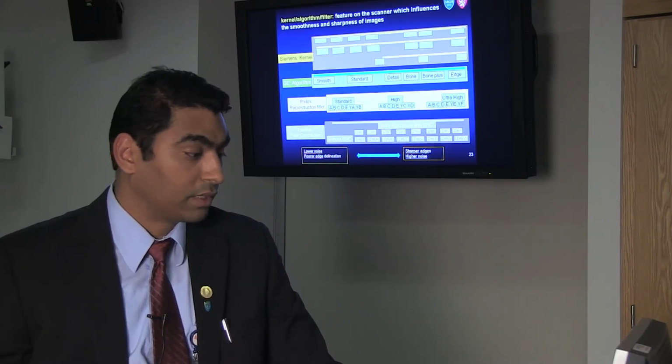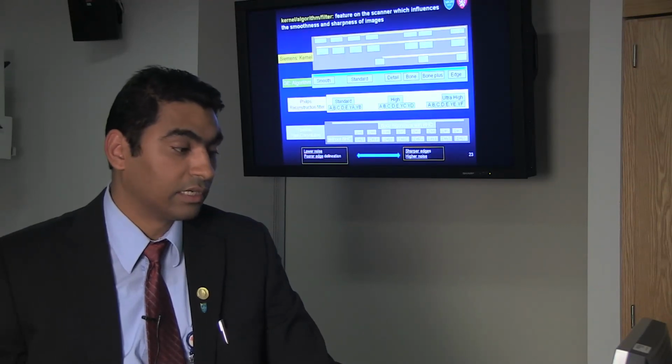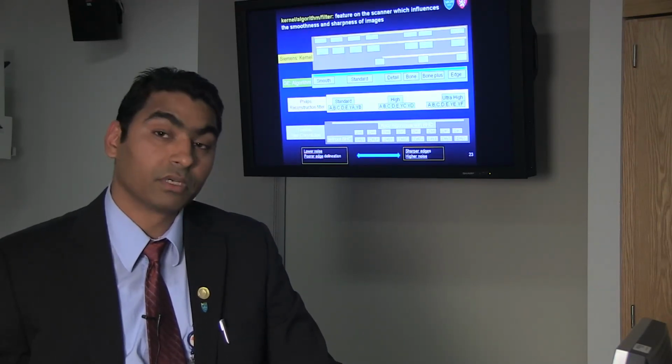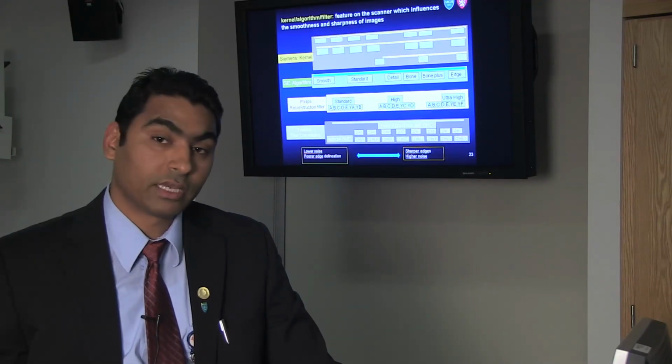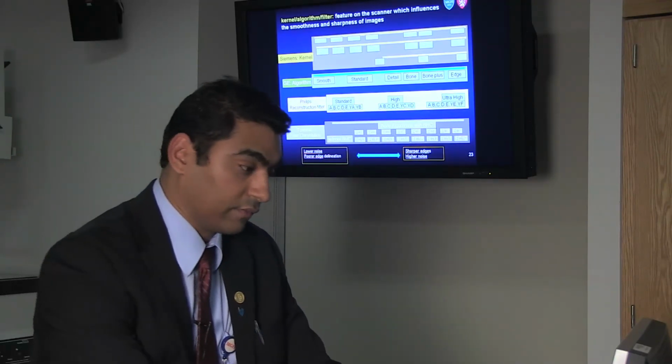The basic message from this is that it's important to know the kernel definitions and which part of the spectrum the kernel lies in, because the image noise can be lower or higher based on which kernel you have selected.